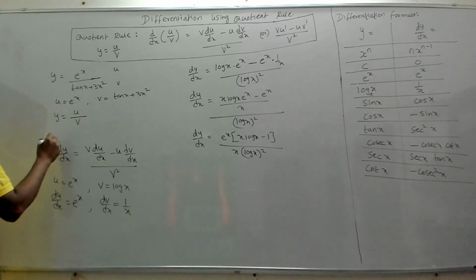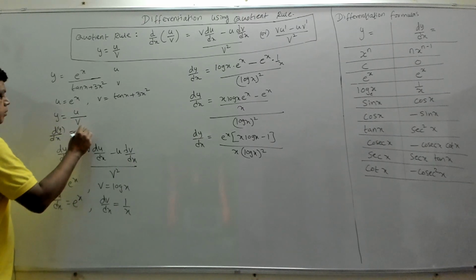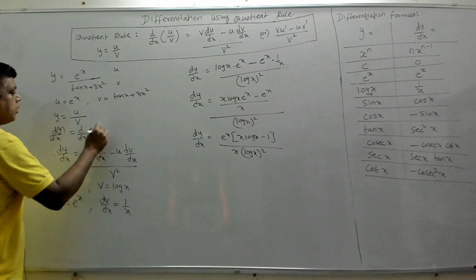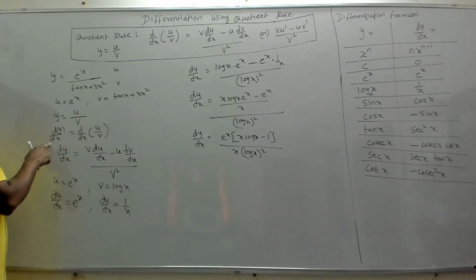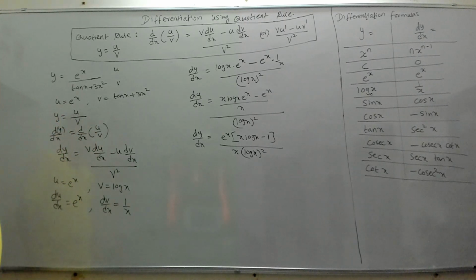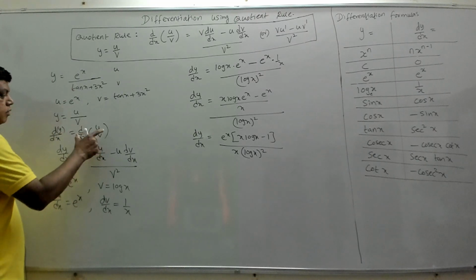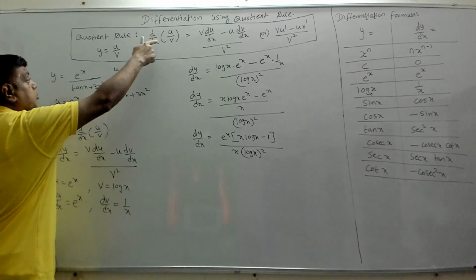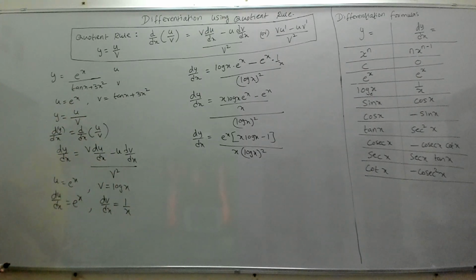Now, if you differentiate this, that becomes dy by dx, d by dx of y equal to d by dx of u by v. Differentiating here is d by dx of y. Differentiating this is d by dx of u by v. Now, again, this will become dy by dx equal to the differentiation of u by v, which is this formula, the quotient rule. Then we will write what is our u, what is our v.